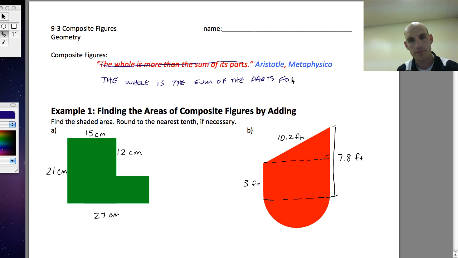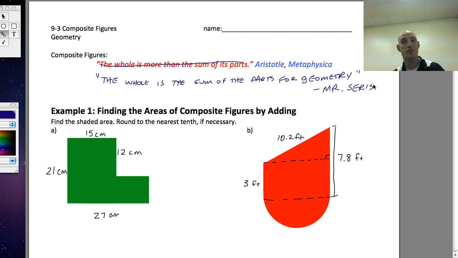For geometry, and I'm going to put this in quotes, because in geometry, the whole is the sum of the parts. And we're going to help ourselves out by finding ways to divide up the whole into specific parts so that we can find the area of them. Alright, so here we go.